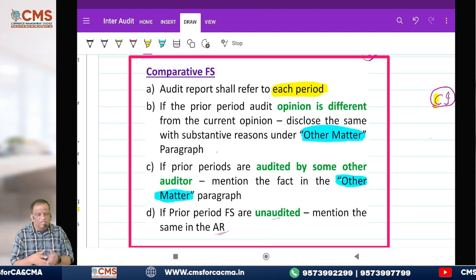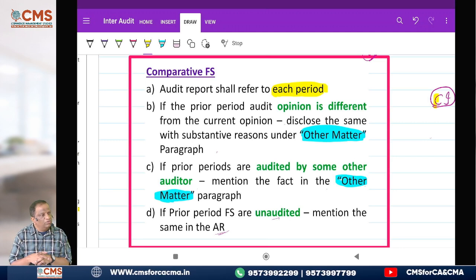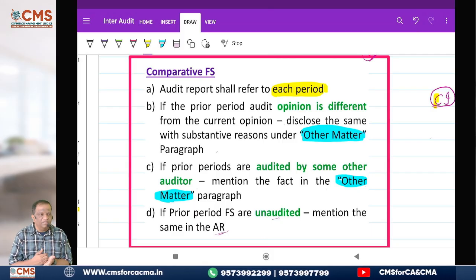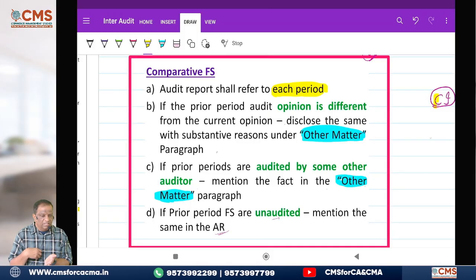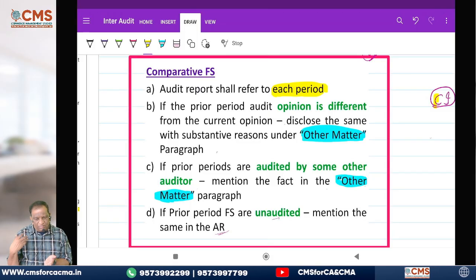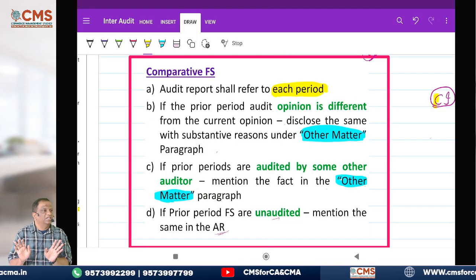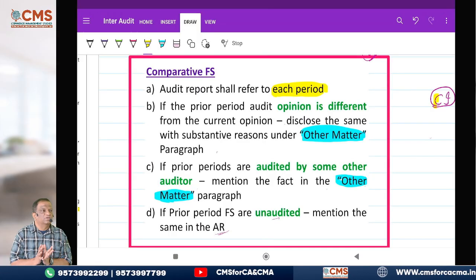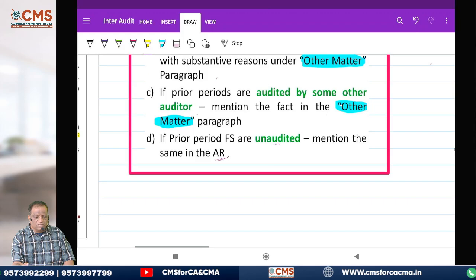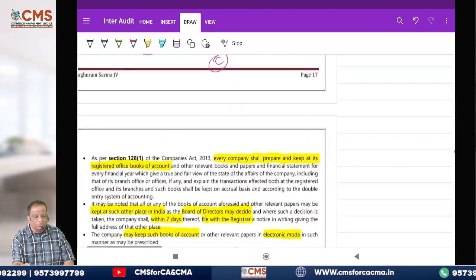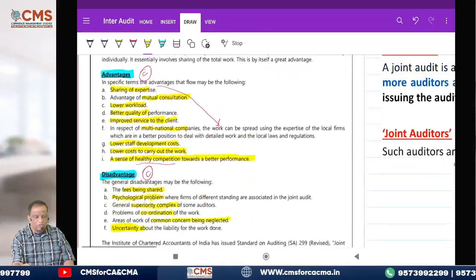So if you think logically, the first point is the rule actually. That is, under comparative method, the audit report shall refer to each period. That is the rule. Then 3 scenarios. Previous opinion is different from the current opinion, but I am the auditor. In the second case, I am not the auditor, somebody else did the audit, I only did the comparison. The third one is not at all audited by anyone. So these are the scenarios that we are talking about under comparative financial statements. And there is no challenge on referring to the corresponding figure because I can refer to them very much. So with this, 710 is also over.